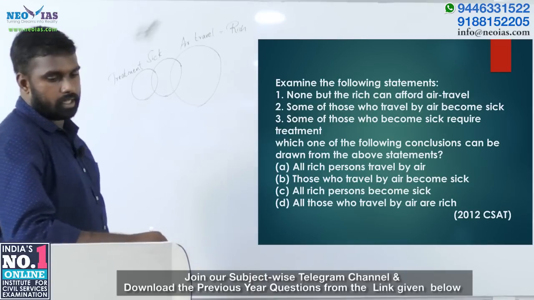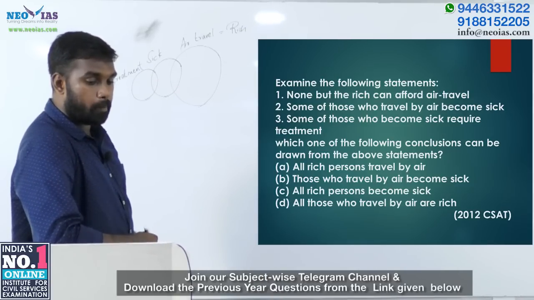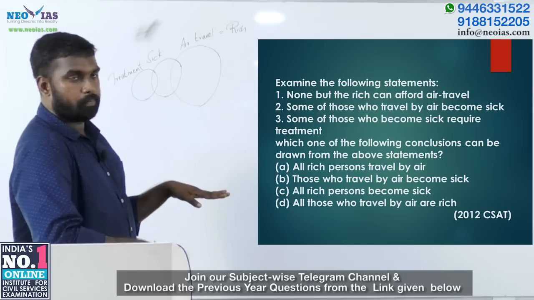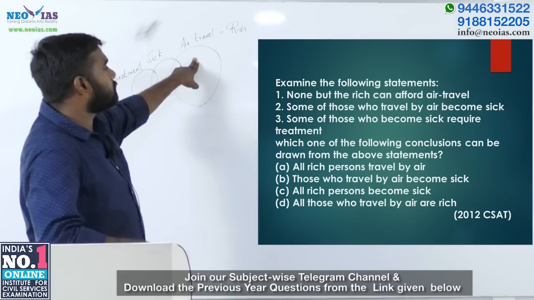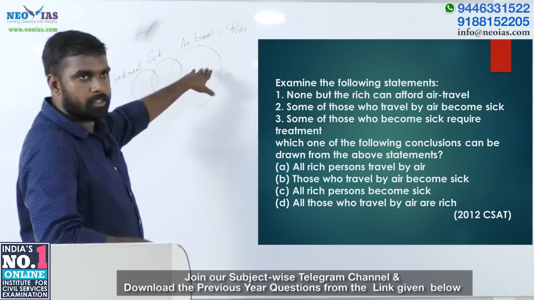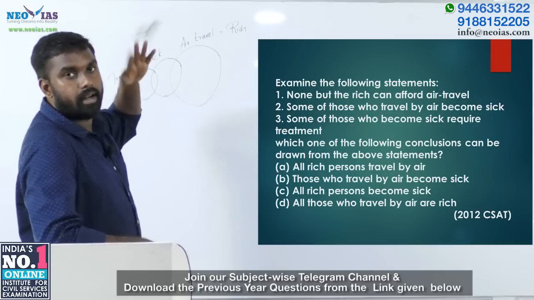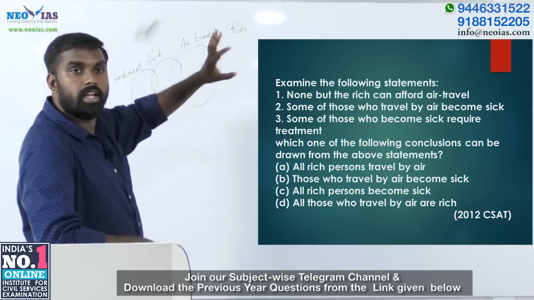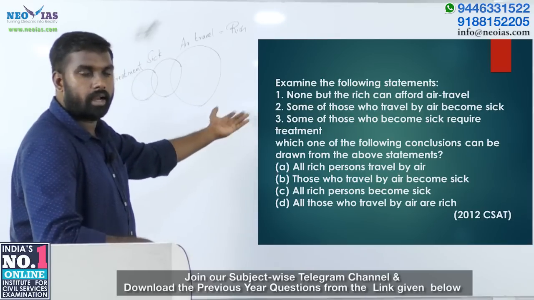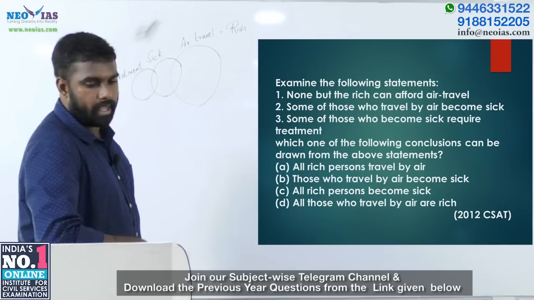So these conditions are given, and what can we conclude? Option A, all rich persons travel by air. All persons who travel by air are rich. Only the rich can travel by air means all the persons who travel by air are rich. Say there are 100 persons, 30 are traveling by air. That means those 30 are rich. But that doesn't mean that only those 30 travel by air. They may be using other means of transport at different times. So option A cannot be concluded and is eliminated.